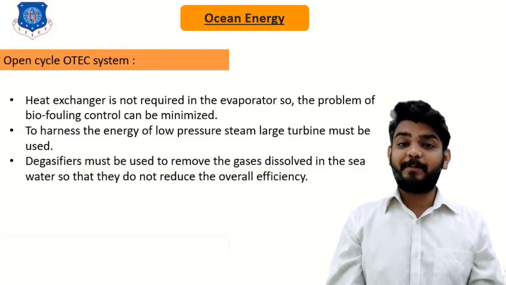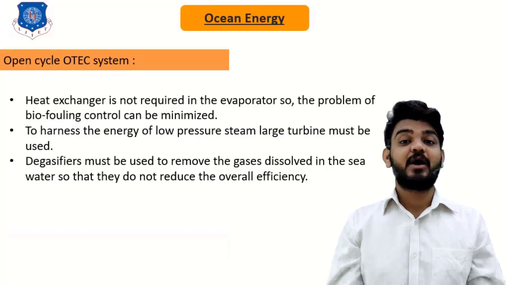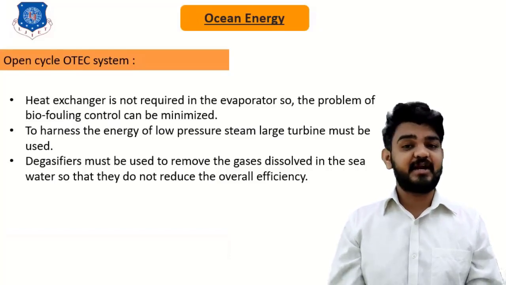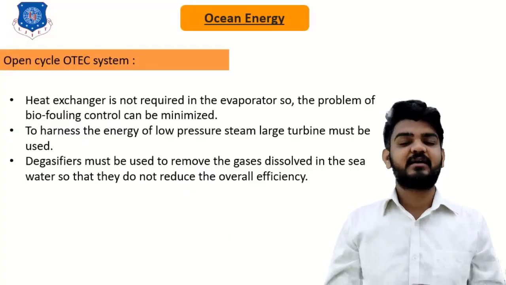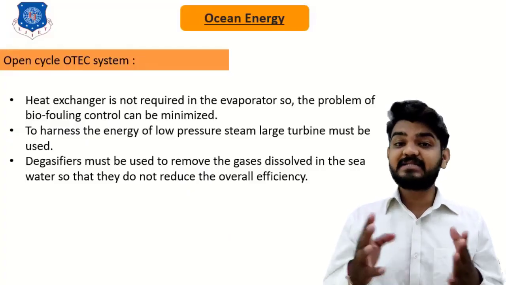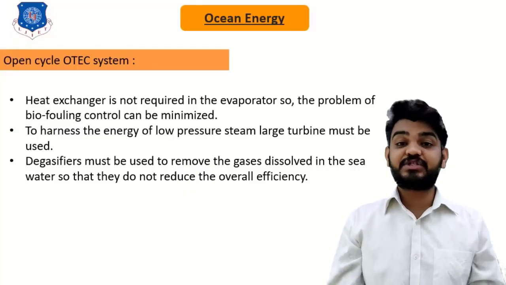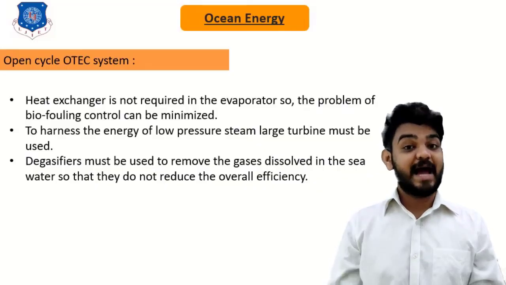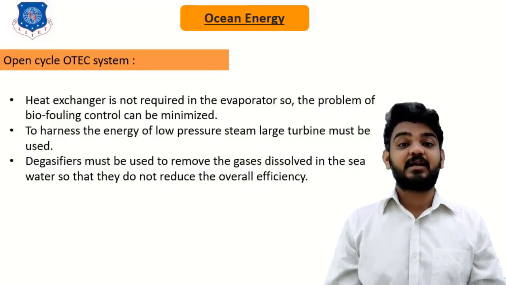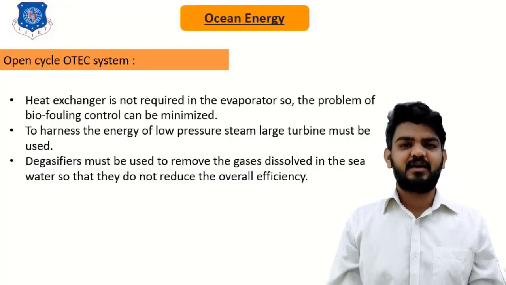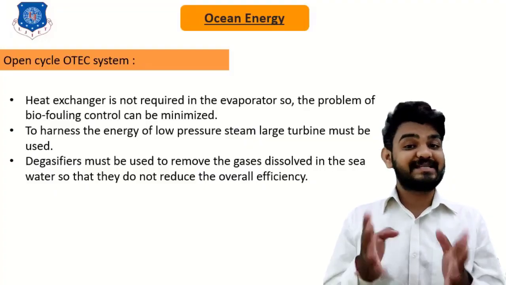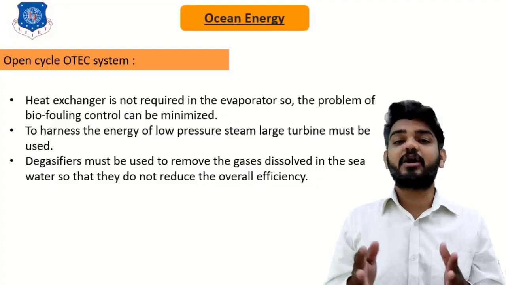Here in the open cycle OTEC system, low pressure steam is generated and hence a larger size of turbine is required, which ultimately increases the size of the entire ocean energy conversion system. Lastly, an open cycle OTEC system must have a degasifier within it to remove the gases dissolved in seawater.